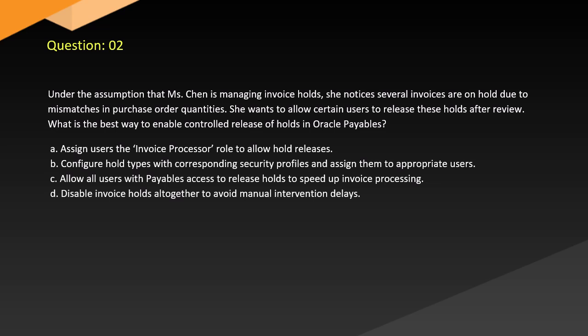A. Assign users the invoice processor role to allow hold releases. B. Configure hold types with corresponding security profiles and assign them to appropriate users. C. Allow all users with Payables access to release holds to speed up invoice processing. D. Disable invoice holds altogether to avoid manual intervention delays.